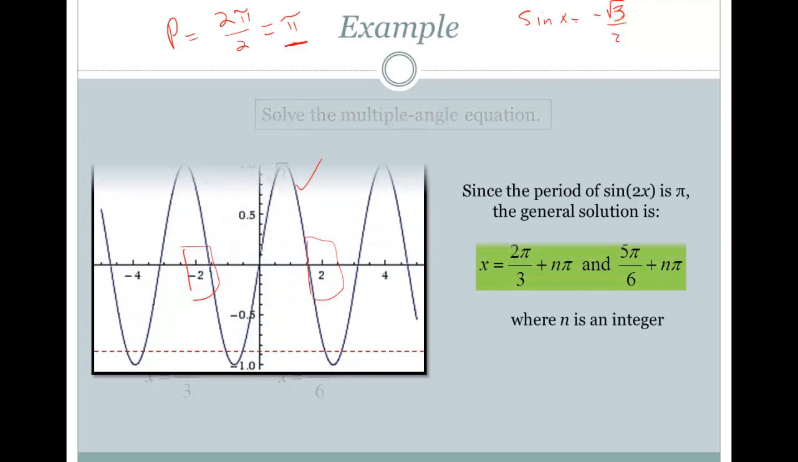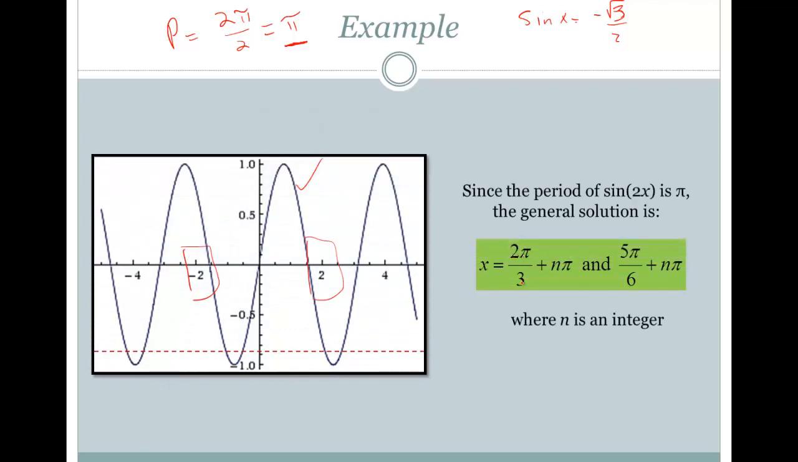Okay? And so my solutions are going to be 2 pi over 3 plus n pi and 5 pi over 6 plus n pi. Okay? And that line right there is negative root 3 over 2 equals y. And these are the intersection points, and those are the solutions, at those x values.